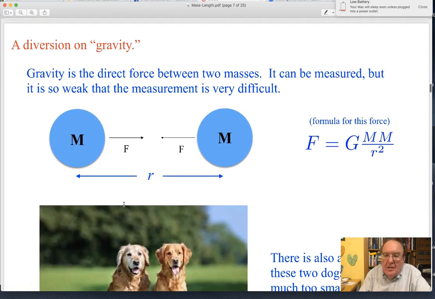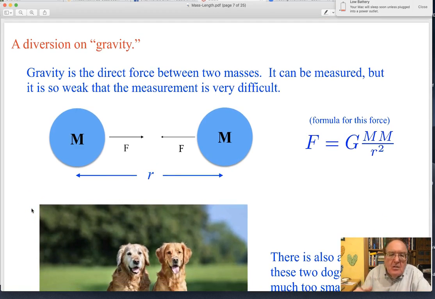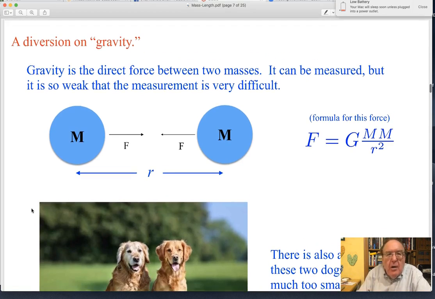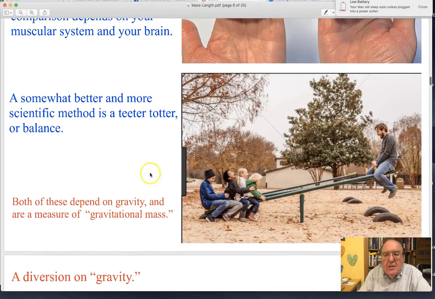Now, let me say in this next 3 or 4 pages or slides, and in future videos like this, I'm going to get into some detail. And so you can kind of tune out if you like, or go get a drink of water or something. Because this is not a hard course in physics, where you have to memorize formulas and solve problems. That's not this course.